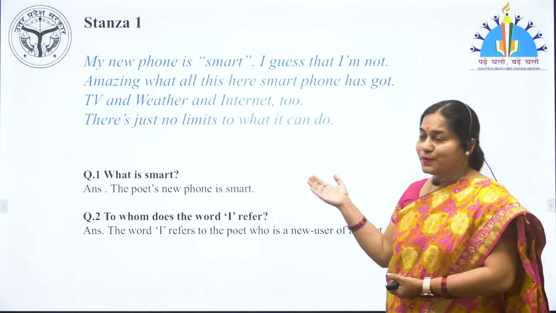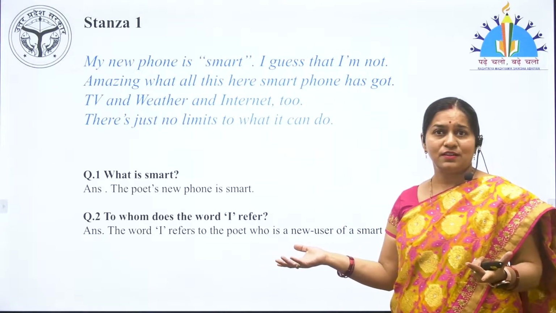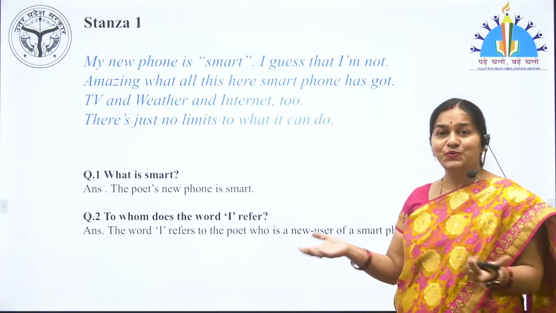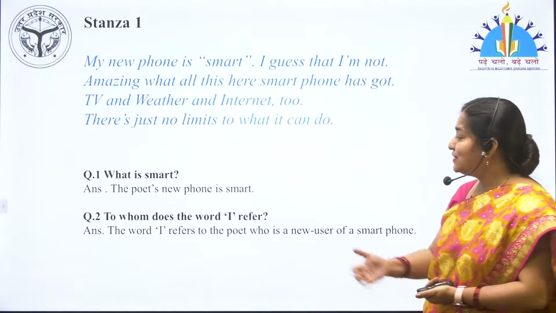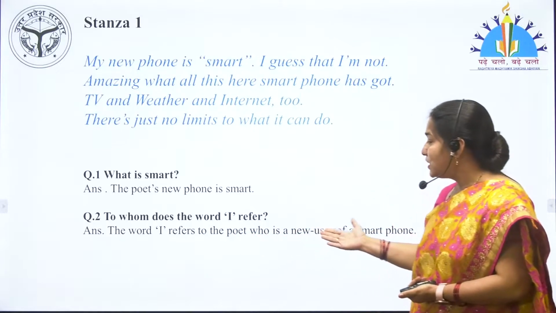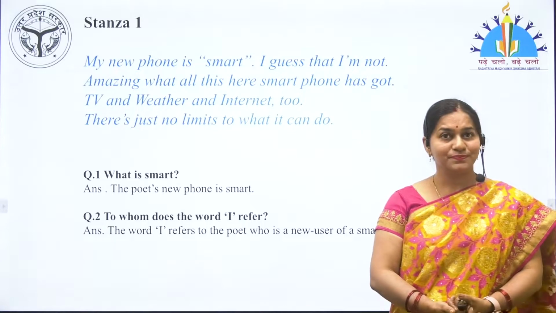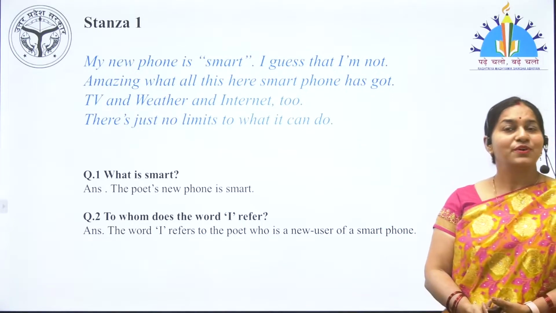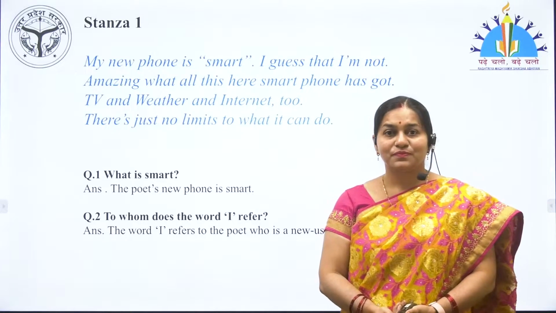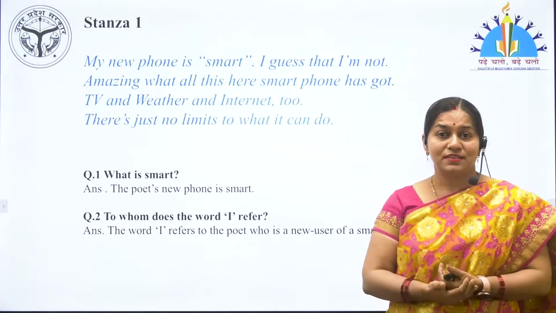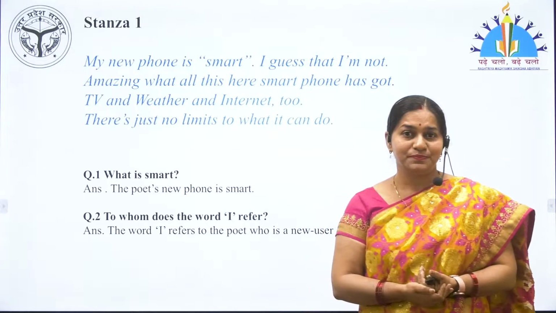On the basis of this question, we will understand this stanza better. What is smart? The poet's new phone is smart. To whom does the word I refer? The word I refers to the poet who is a new user of a smartphone. So here in this stanza, we see that the poet has bought a new phone. And he is amazed, he is surprised by the features and functions of his new smartphone.